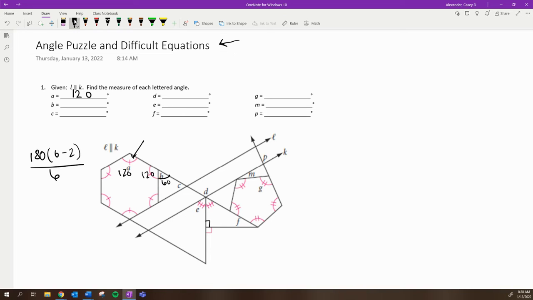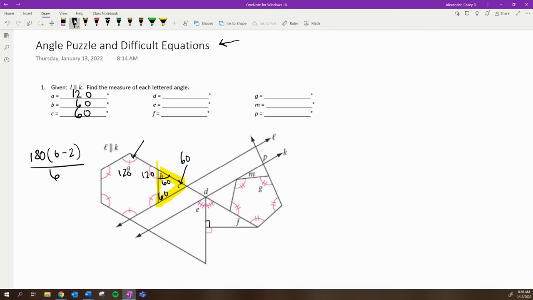Calculating B, just like the example we did yesterday, it's a linear pair with that 120, so B is 60 degrees. This is also 60 degrees for the same reason down here. So using the triangle sum theorem, I can calculate that C is also 60 degrees. In other words, this triangle is an equilateral triangle. It's also equiangular, but it's a regular triangle. So we got those done.